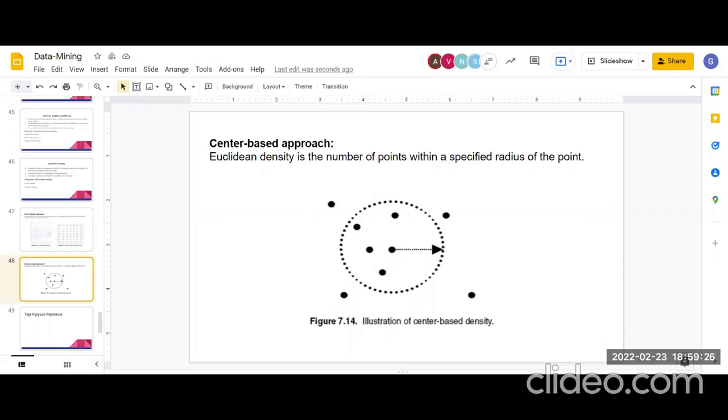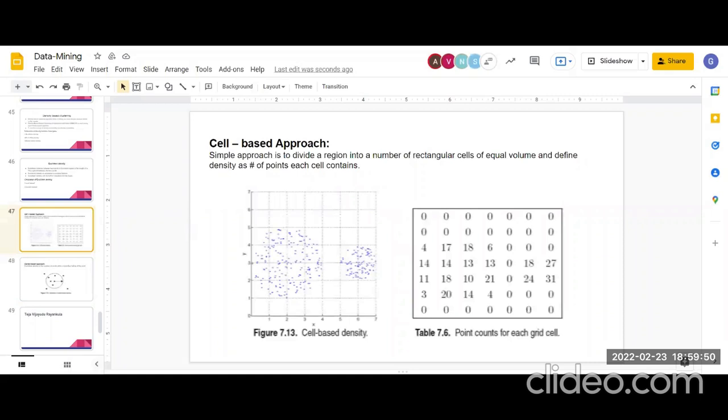We find one data point as a center, and we draw a radius around that data point, and the number of points within that radius will be the Euclidean density of that particular center-based approach. So that's how we calculate the center-based approach Euclidean density. And we have also covered the cell-based approach as part of this slide.